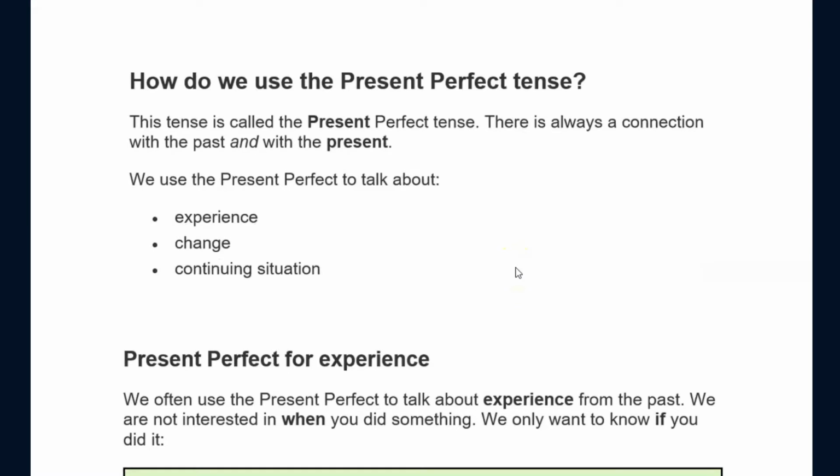Usage. So how do we use the present perfect tense? We know how to recognize it, we know the structure, but how do we use it? And that's usually what the problem is.